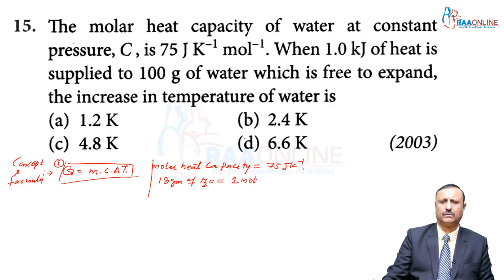When this 1 mole is taken, the value is 75 joule per Kelvin. What is the molar heat capacity? When 1 mole of water gets the heat to increase the temperature by 1 Kelvin or 1 degree Celsius, it is called molar heat capacity.